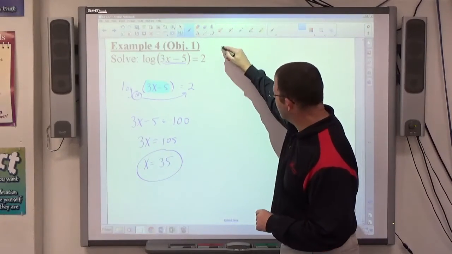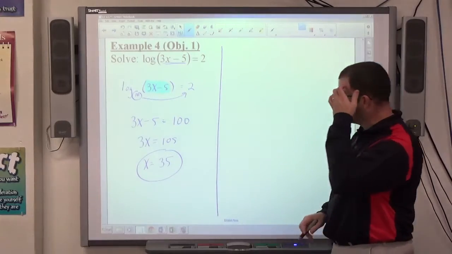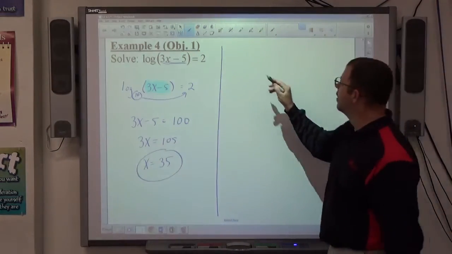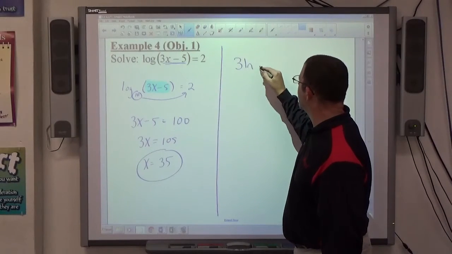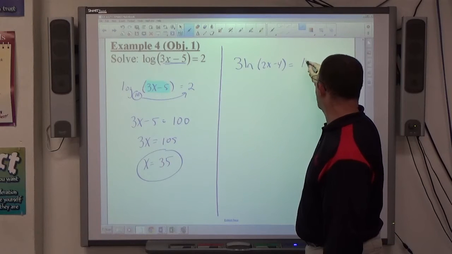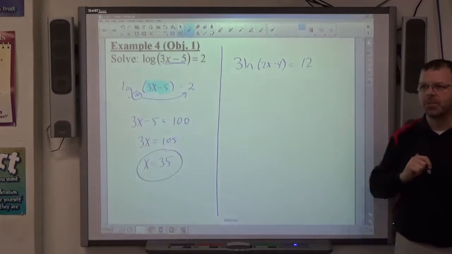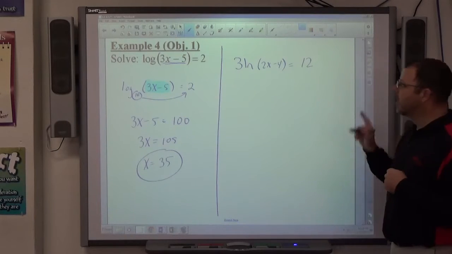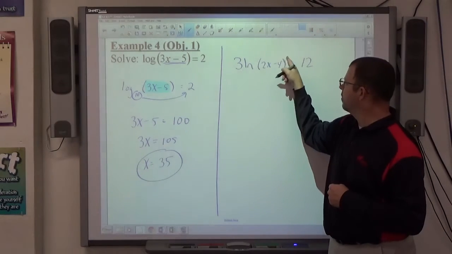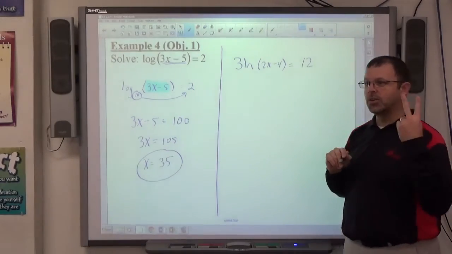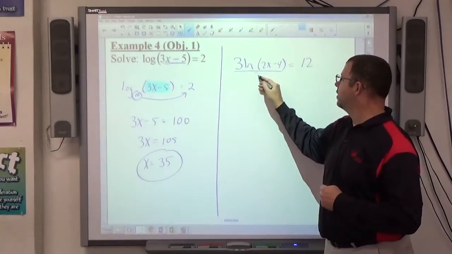Now, I'm not sure, because I can't remember, I didn't look at the homework, but let me throw you a couple curveballs here in case they do this. Suppose they have 3 ln of 2x minus 4 equals 12. Suppose they give you something like that. So it's not just log equals, it's 3 log equals. Two choices. Choice 1, put the 3 up here as a power. We'll call that the bad choice. Choice 2, divide both sides by 3.